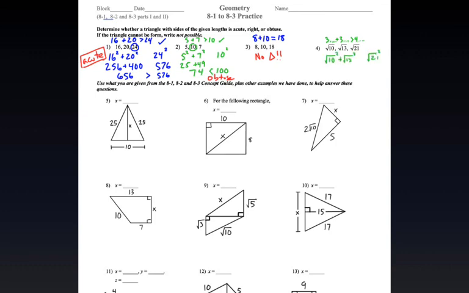Yes, it is. Now I do the Pythagorean theorem. 10 plus 13 is 23, which is greater than 21. That makes for an acute triangle.